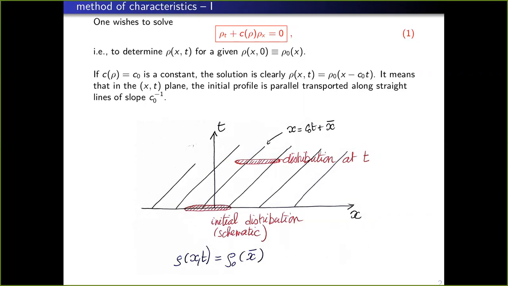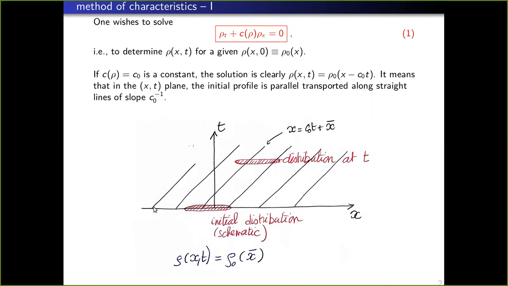Let's first consider the simple case where c of rho is a constant, c naught. So we know that for this simplified equation, we lost all the nonlinear character, and the solution is simply rho naught of x minus c naught t. Of course, you plug it into equation 1, where c of rho equals c naught, and this is the solution. It means that a graphical way to construct the solution can be illustrated like that.